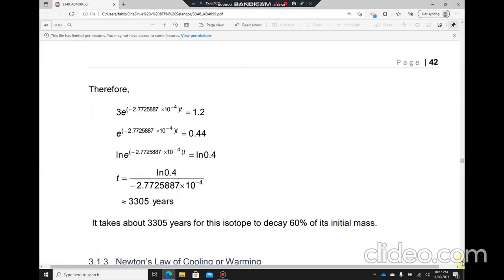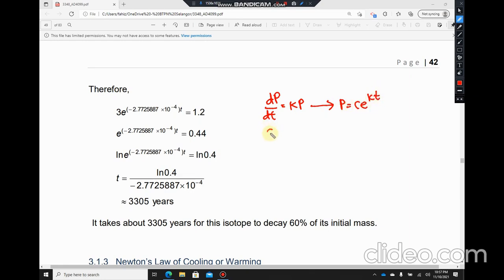So radioactive decay and population growth use the same formula and the same steps. The only difference is, for population growth, dP/dt equals kP, and then you do the steps until you get P equals Ce^kt. For radioactive decay, dM/dt equals negative kM, until you get M equals Ce^negative kt. Okay, so that's all for population growth and radioactive decay.